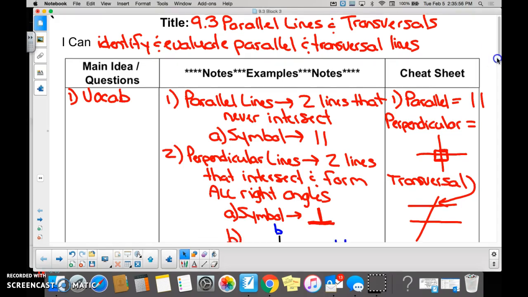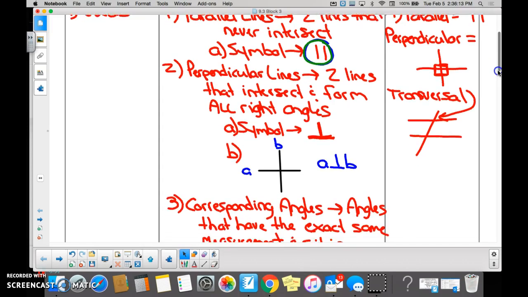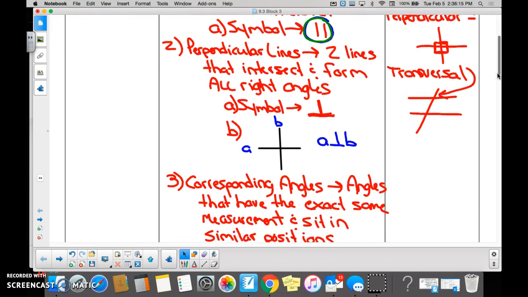Parallel lines. Two lines that never what? Intersect. And the symbol for parallel would be two vertical lines. Sorry, I'm going to use green. Green's my video color. Perpendicular lines. We actually didn't do much with perpendicular lines, you guys, as far as our notes when we got down to our actual second main idea here. But perpendicular lines would be two lines that intersect and form all right angles, right?